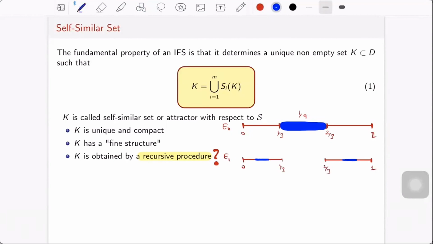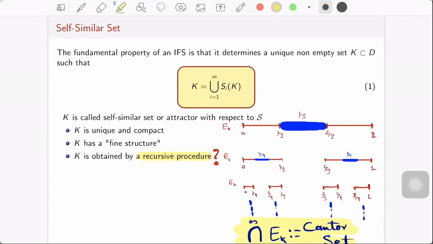Again we delete the middle 1/9 of both intervals, and then we get another, smaller set of intervals, E2: 0 to 1/9, 2/9 to 1/3, 2/3 to 7/9, and 8/9 to 1. So we have 4 intervals. If we keep on doing this, we will end up getting the intersection of the E_k, which is our Cantor set.